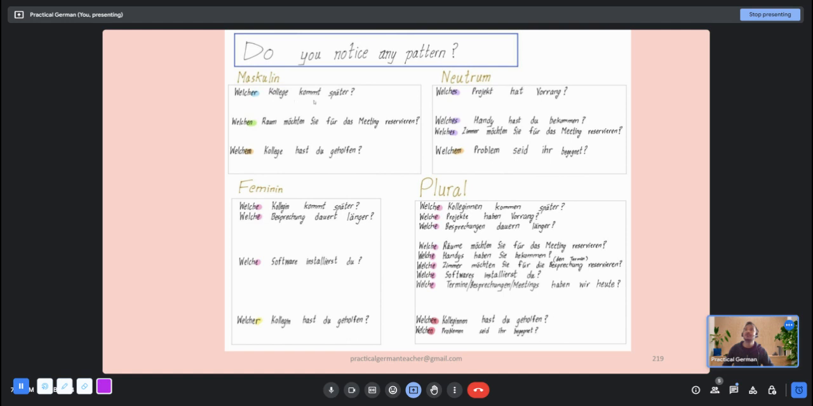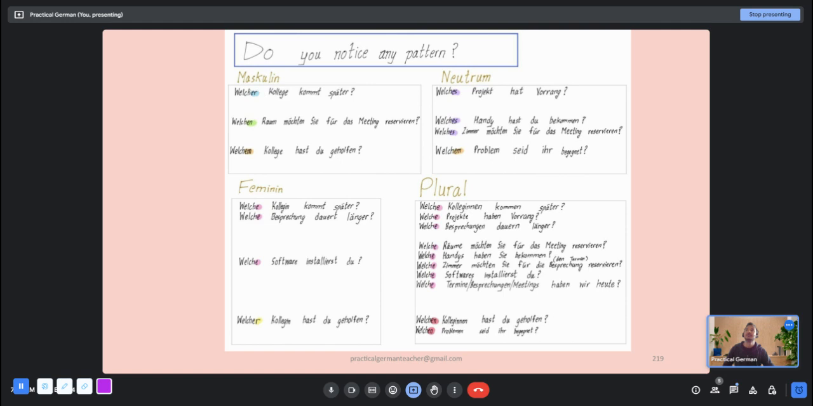So "Welcher Kollege kommt später?" The answer will be, for example, this colleague Rishabh is going to come late. So Welcher is asking what the subject of the sentence is. Who is coming late? The next sentence, "Welchen Raum möchten Sie für das Meeting reservieren?" The answer will be, I want to reserve this room. So this room is the object of the sentence, and the verb is to reserve something. There is an action being done on the room, and that is what is being asked.